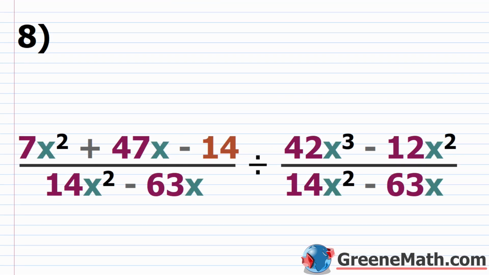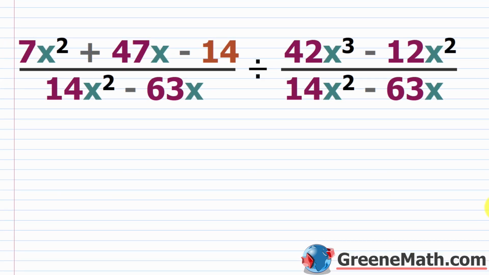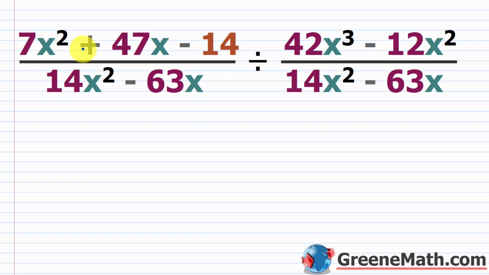All right, let's look at problem number 8. Let's scroll down a little bit. We have our 7x squared plus 47x minus 14 over 14x squared minus 63x. This is divided by 42x cubed minus 12x squared over 14x squared minus 63x.